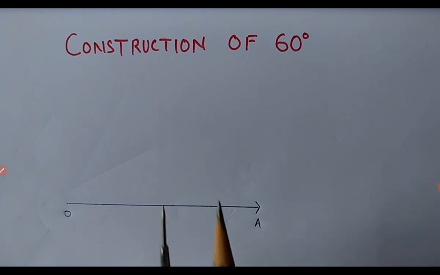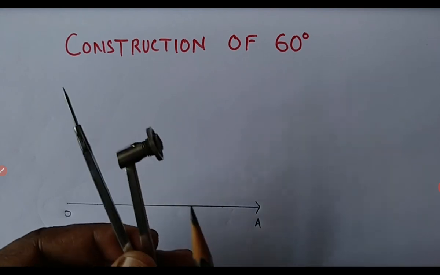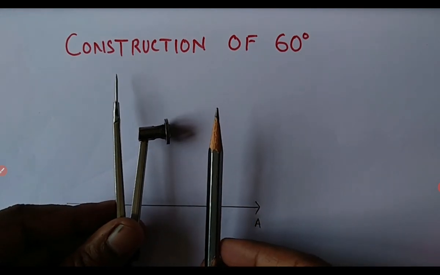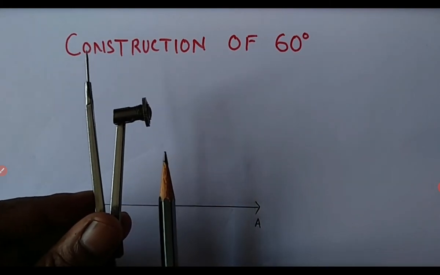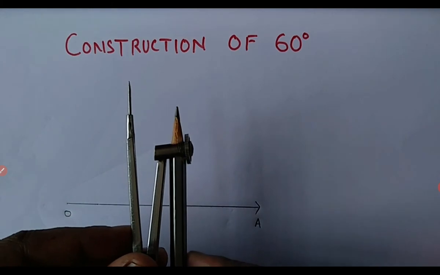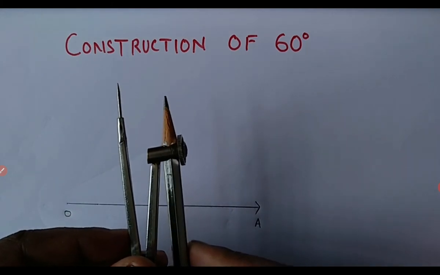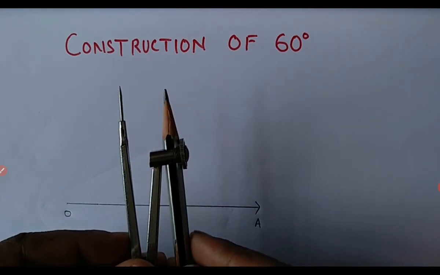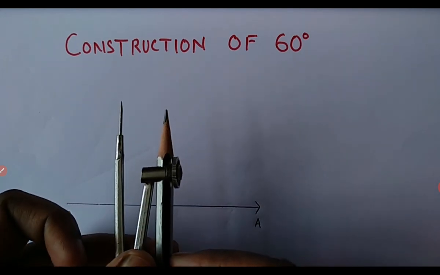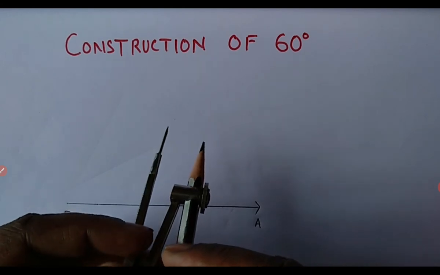So now I need the help of a compass. Okay, so to adjust the compass, I am just trying to teach how to adjust the compass and the tip of the pencil, right. So first thing, you need to insert the pencil in the compass. Okay, and then rotate the screw such that the pencil becomes tight.